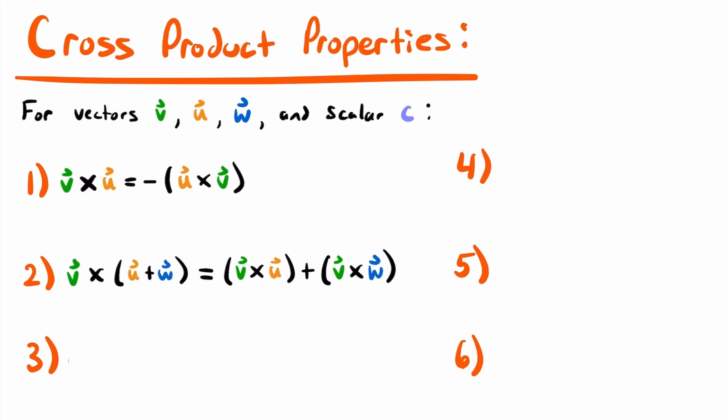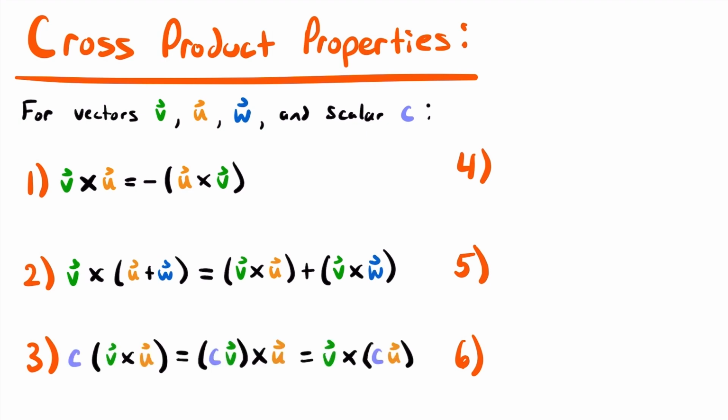Now for our third property, this deals with scalar multiplication. If we have a scalar times the cross product of two vectors, v and u, that would be the same as multiplying that scalar by vector v and then performing the cross product with vector u, or multiplying that scalar by vector u and performing the cross product with vector v. So you can multiply that scalar by either of those vectors first and then perform the cross product, but you do not multiply it by both of those vectors. Notice that we don't have c times v cross c times u, it's just one or the other. So that's how you deal with scalar multiplication for the cross product.